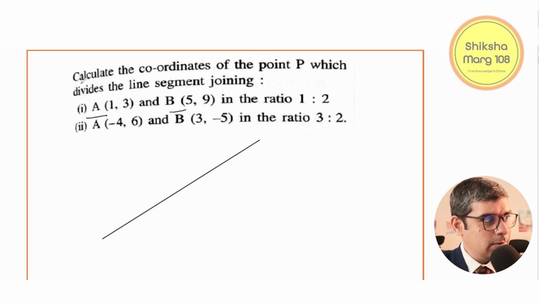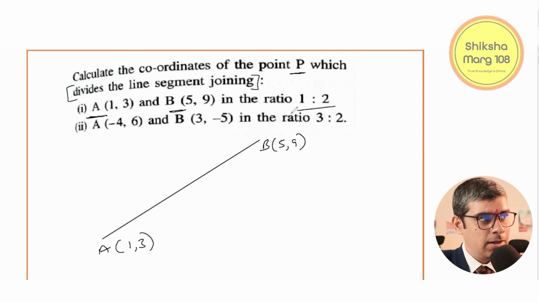It's saying calculate the coordinates of point P which divides the line segment joining. So we've got the 2 points of the line segment, which are A and B. We'll write that down over here, A, B, and we note the coordinates as well. A is 1, 3, B is 5, 9. And this point P divides this line segment in the ratio 1:2. What does that mean? 1:2 means there are 3 parts. That's as plain as simple. So that's 1 plus 2, 3.